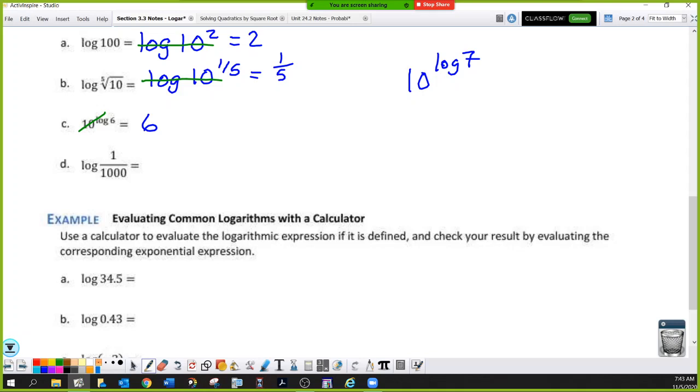Guess what? Every number can be written as any base I want. Is 7 a base 2 number? Sure it is. Sure. Here, let me prove it to you.